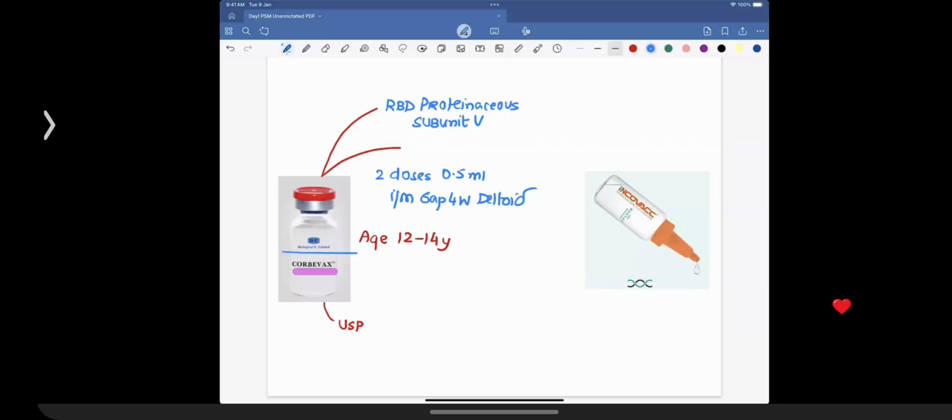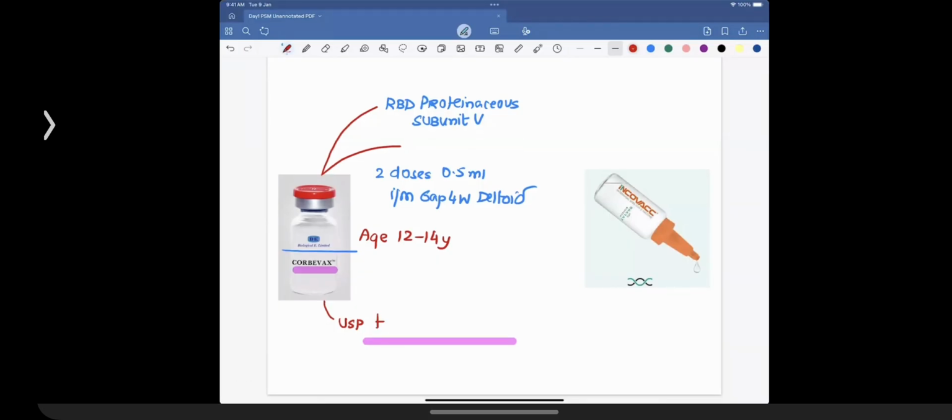Unique feature of this vaccine, which no other vaccine can claim. It is the only vaccine which is permitted. Yes, Dr. Hiyashi is right. Dr. Meteor is right. Heterologous booster dose. So if someone has taken Covishield or Covaxin earlier, they can take a booster dose of Corbevax.